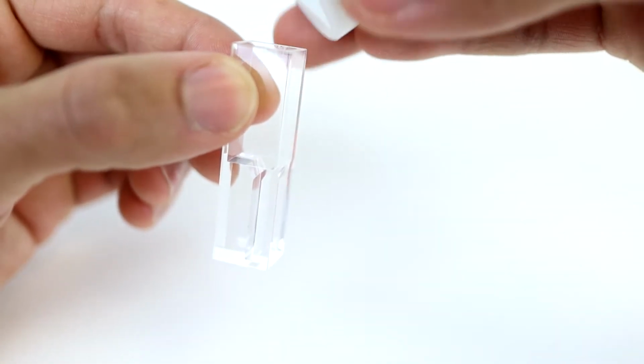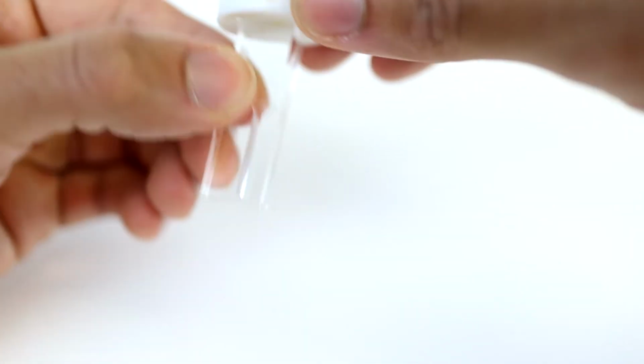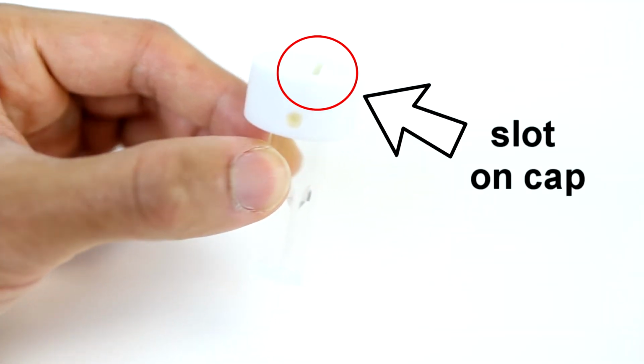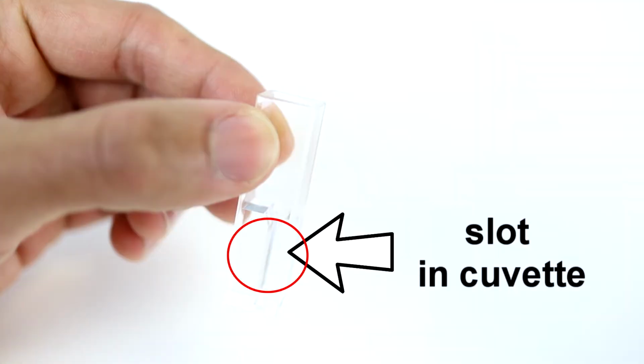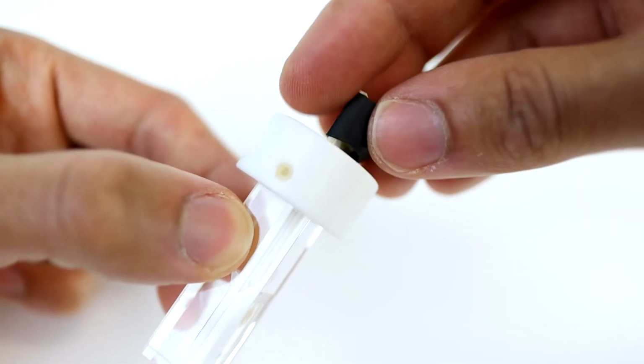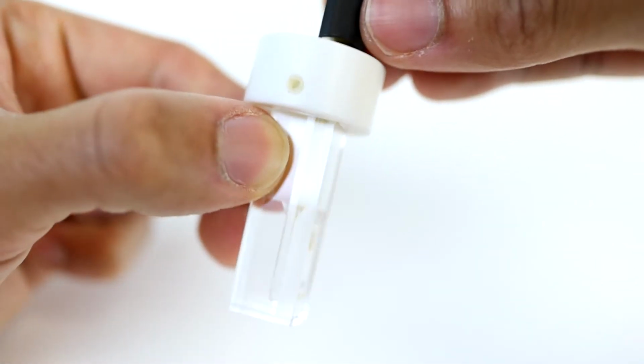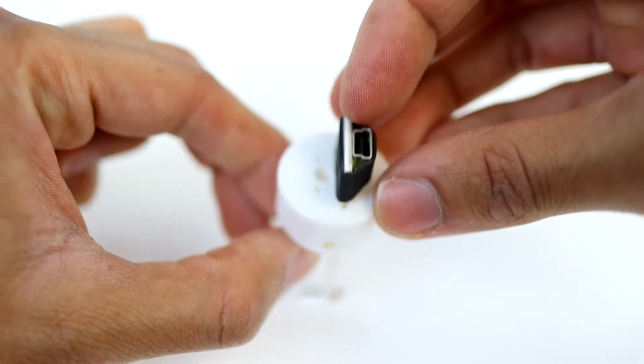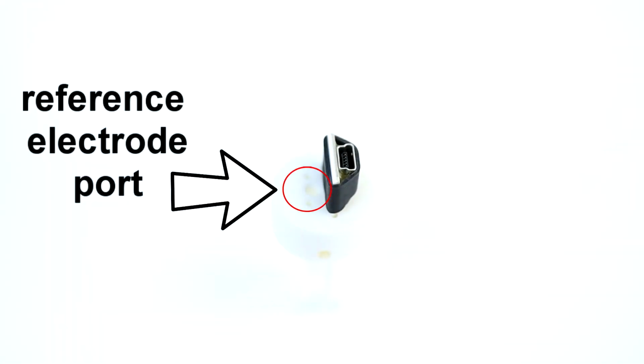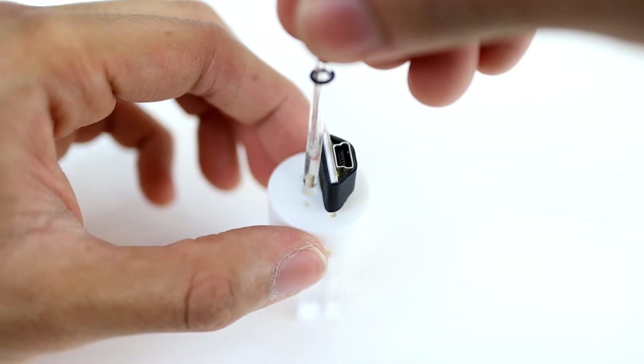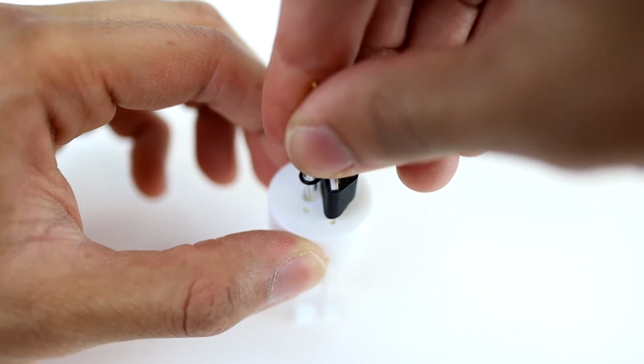For the spectroelectrochemical cell, first, place the cap on top of the quartz cuvette. Make sure that the slot on the cap is in line with the slot in the cuvette. Next, place your honeycomb electrode inside the slot such that the mini USB connector doesn't block the breakout reference electrode port. Then, place your reference electrode into the slot next to the honeycomb electrode.